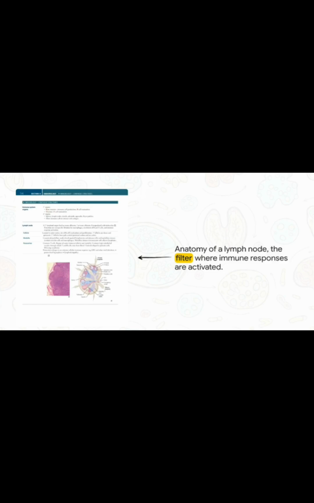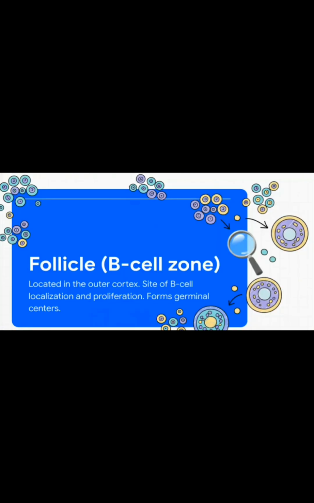And the whole setup, right? It's all about maximizing the chance that an invading bug or antigen is going to bump into the one specific lymphocyte that can destroy it. First up, the follicle. As soon as you see the word follicle on an exam, I want your brain to just light up with B cells. This is the B cell home base. Primary follicles are kind of sleepy, but once the immune alarm bells go off, they wake up and become secondary follicles with those really active germinal centers inside.